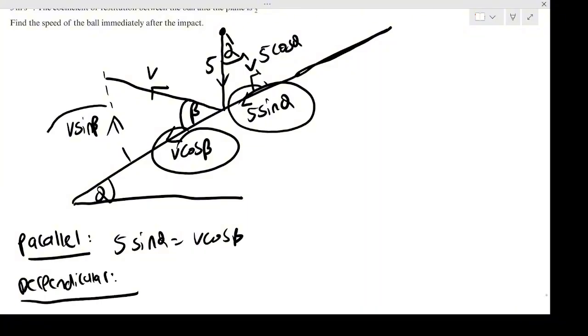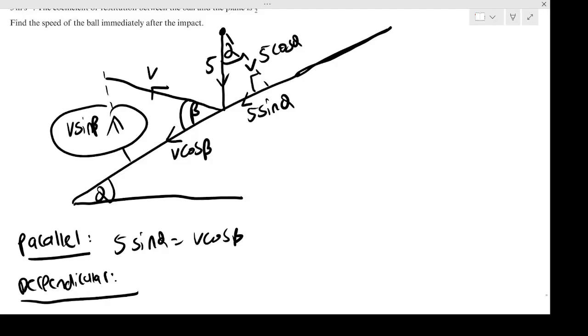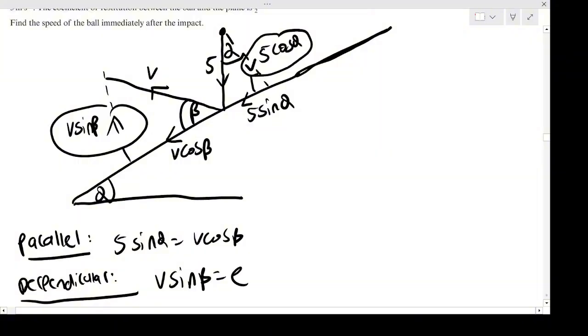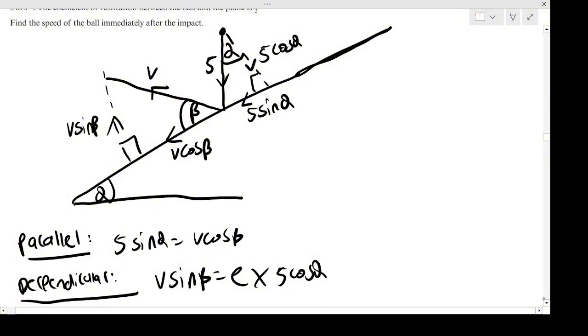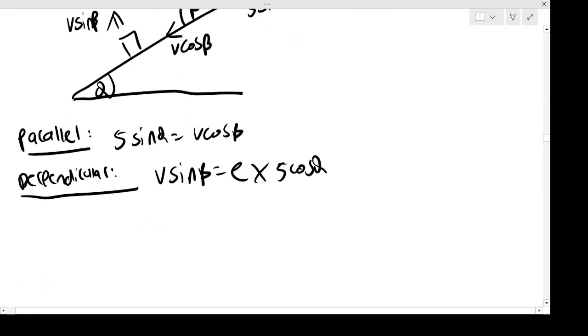Okay, well, the perpendicular speed, it's going to be v sine beta. It's going to be 5 cos alpha times e, right? Because e acts perpendicular. So e lots of 5 cos alpha is my perpendicular speed there. So hopefully happy with that. So now I could just simplify the equations. So therefore v cos beta is 5 sine alpha.